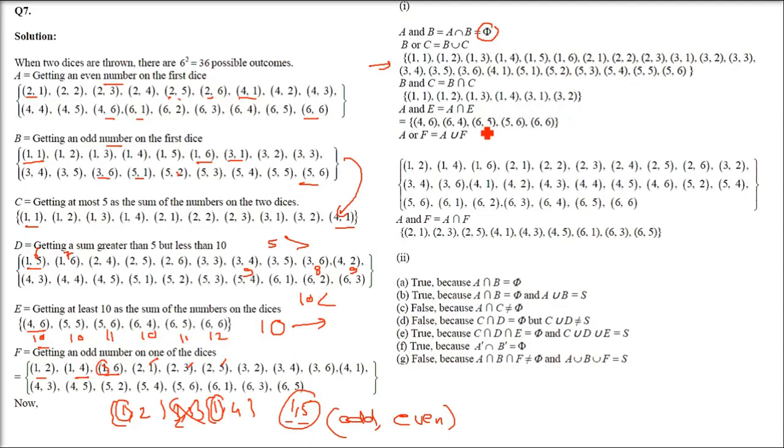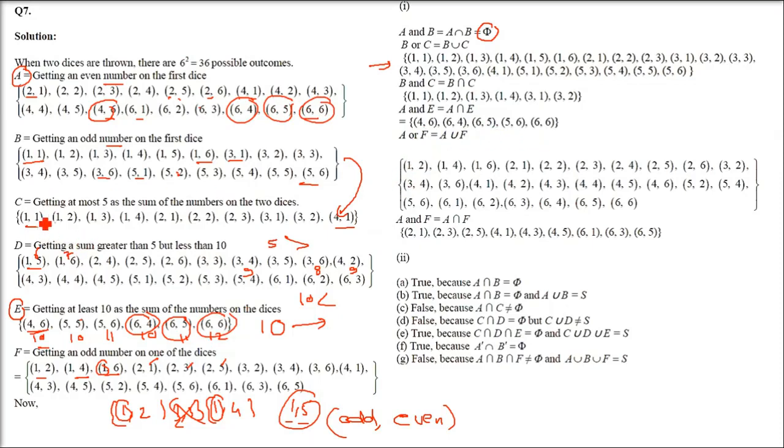Now A and E. Take A and E, take the common numbers of A and E. So what is common? 4, 6 is there. 6, 4 is there. 6, 5 is common between them. 5, 6 is common between them. 6, 6 is common between them. Okay. So 4, 6, 6, 4, 6, 5, 5, 6, 6, 6.